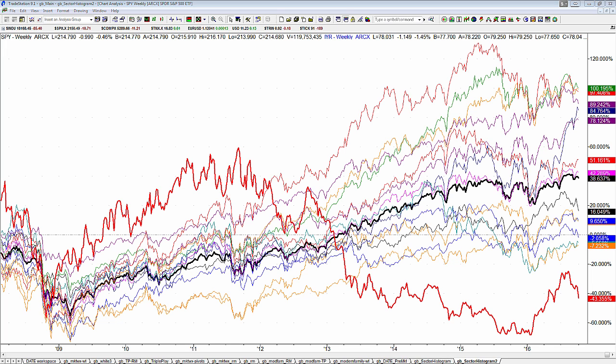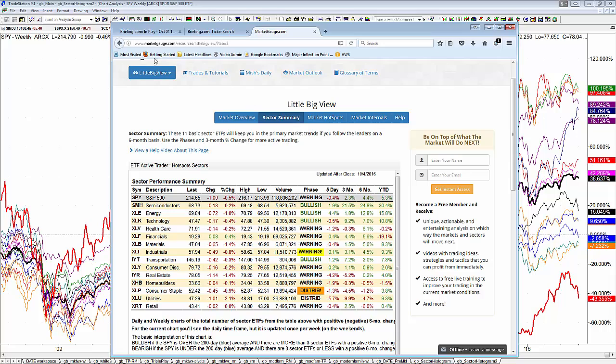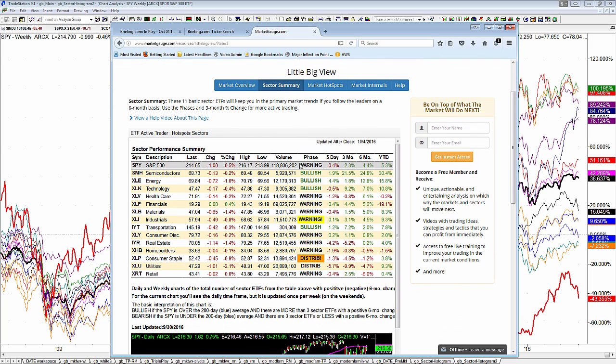And if you're familiar with MarketGauge at all, you may know that we have a page which is free on our site in the blog area. In fact, if you go to the free blog tools, Little Big View, and then Sector Summary, you'll see this page right here. On this page, we track 12 or 14 major sectors. It's not all of them, but it's enough to give you a sense of industry group rotation. And we look at them in a number of different ways. Phases looks at 50 and 200-day patterns, and then different time frames. And one of the most critical time frames that we watch is the 6-month time frame.